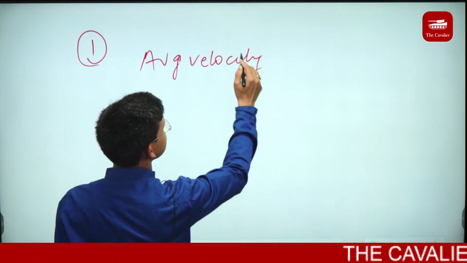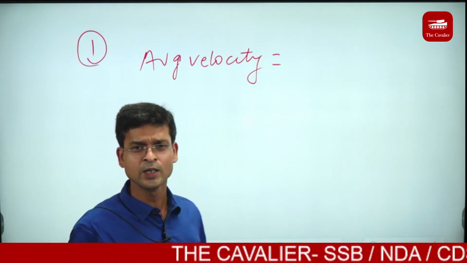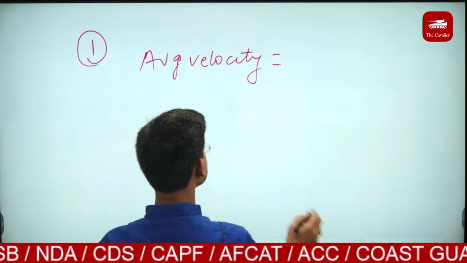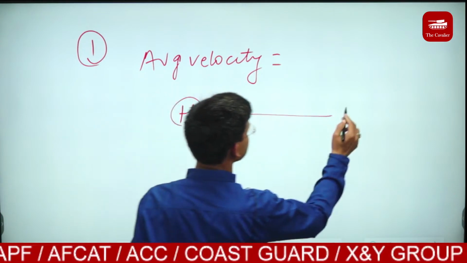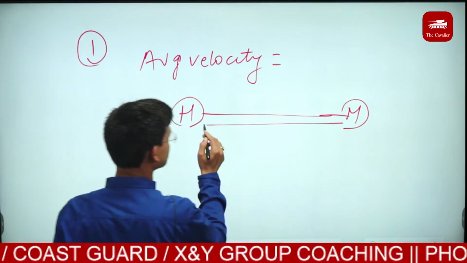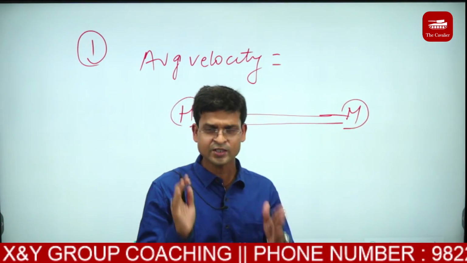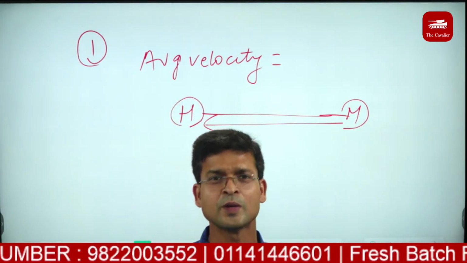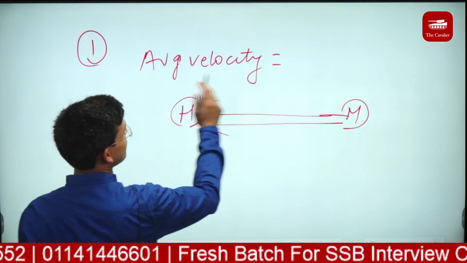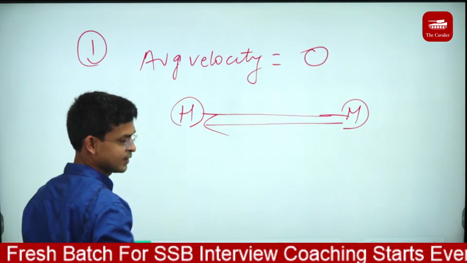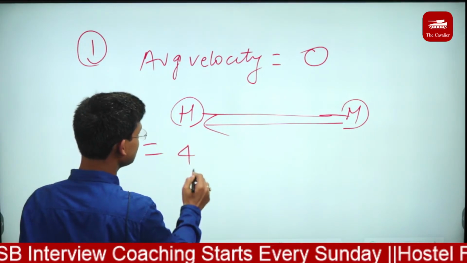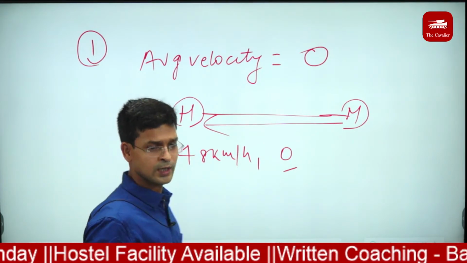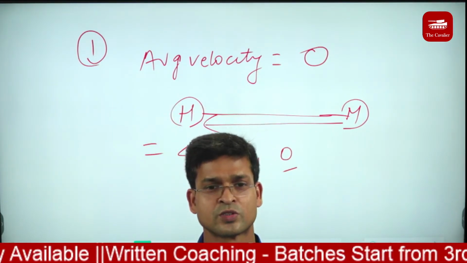Average velocity. Average velocity is basically total displacement upon total time. If a person goes from home to market and comes back to the same point, if initial and final points coincide with each other, then displacement will be 0. That's why its average velocity will be 0. That means its average speed will be 48 km/h and average velocity will be 0. That is the correct answer for this question.